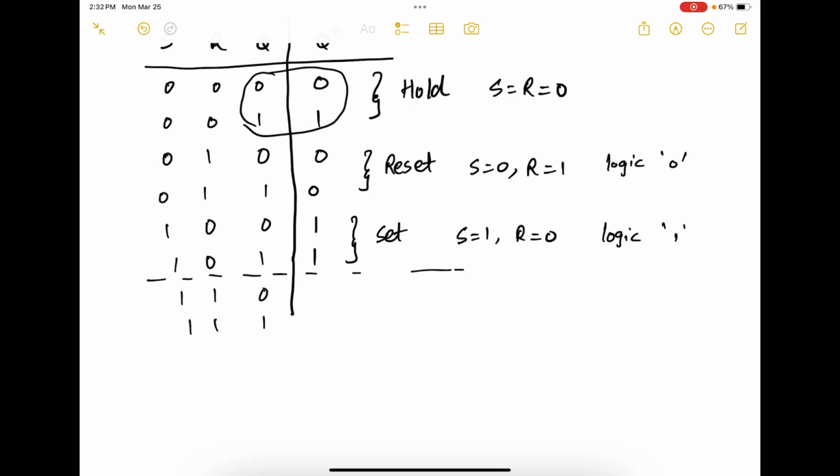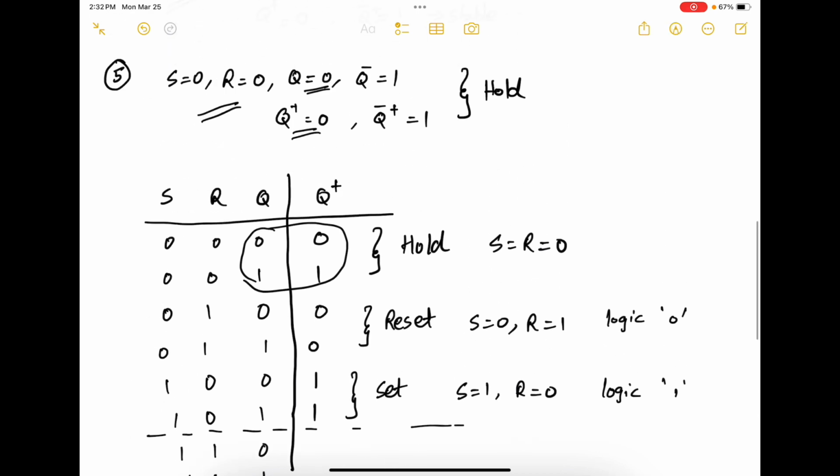We haven't quite considered what happens when S equals 1, R equals 1, right? So number 6 is S equals 1, R equals 1. Let's say we are currently storing a 0 and this would be a 1. So what would be Q plus and Q prime plus? Let's see what happens.